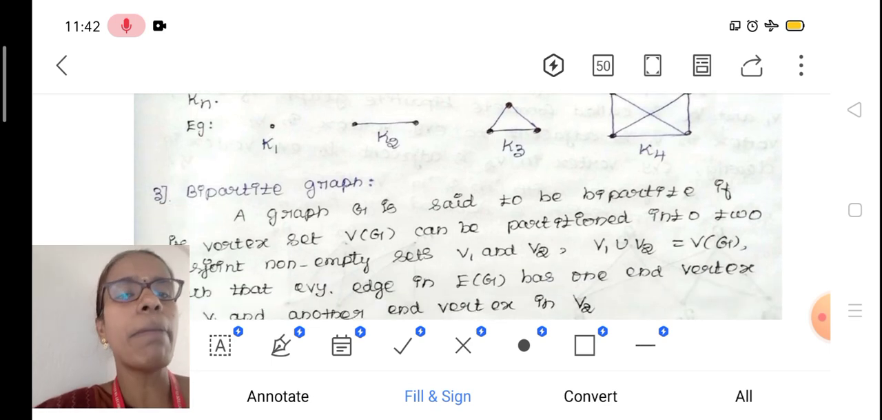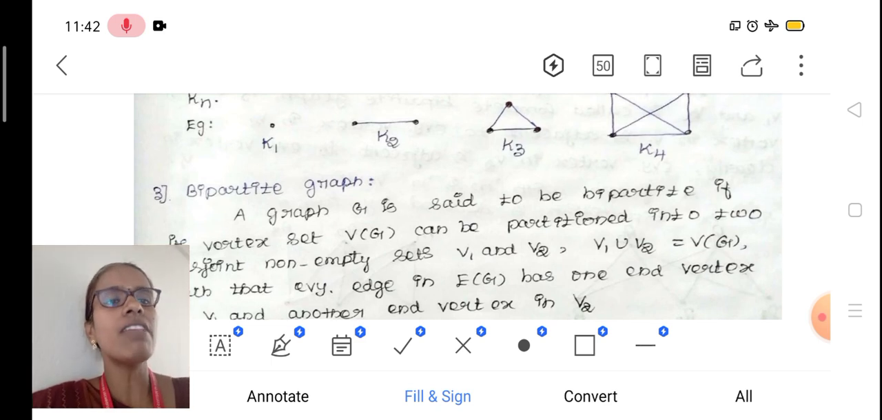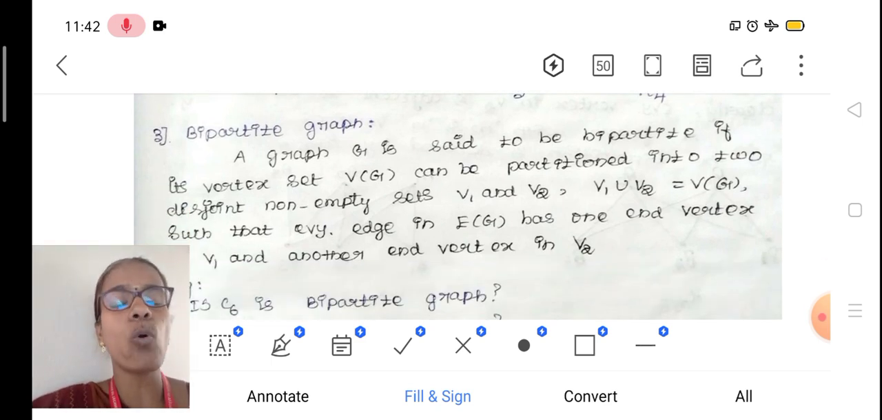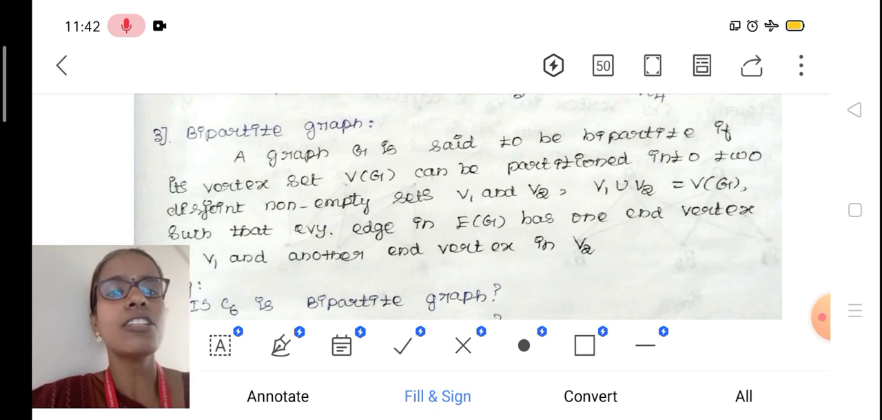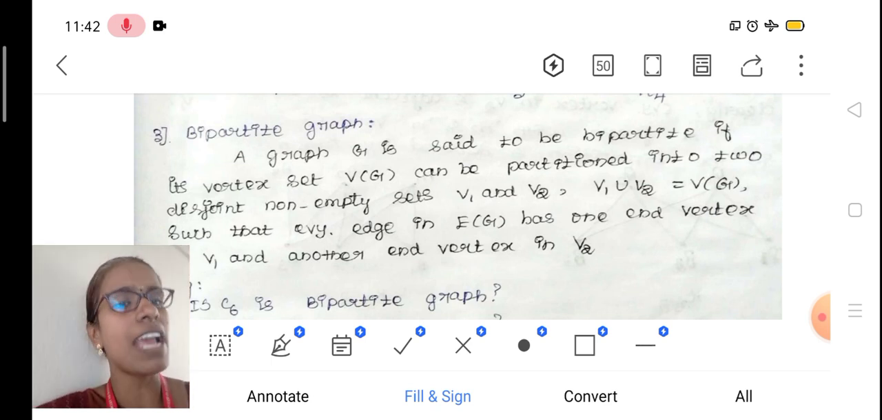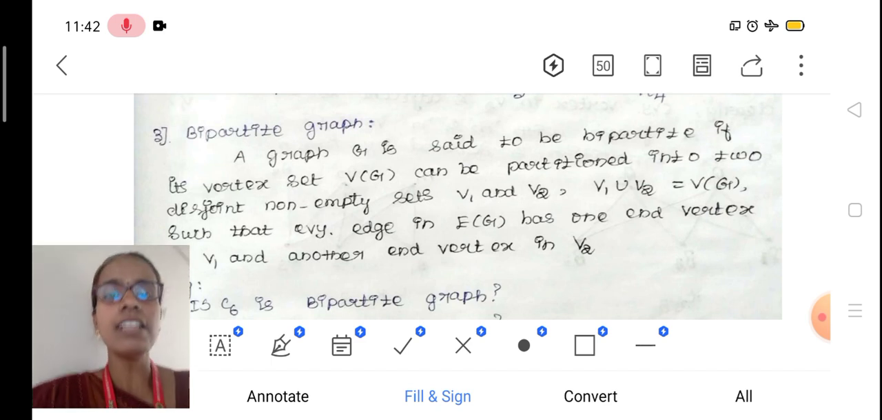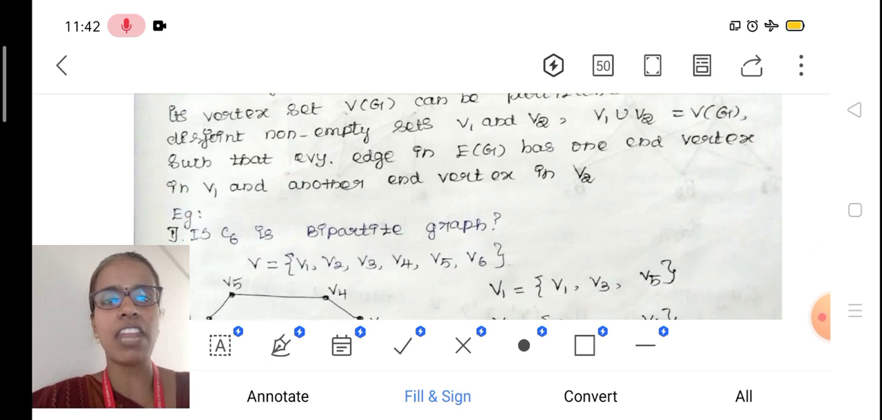Okay. Bipartite graph. A graph G is said to be bipartite if its vertex set V of G can be partitioned into two disjoint non-empty sets V1 and V2, whose union gives the whole set, such that every edge in E has one vertex in V1 and the other vertex in V2. That way we need to form two partitions, V1 and V2.